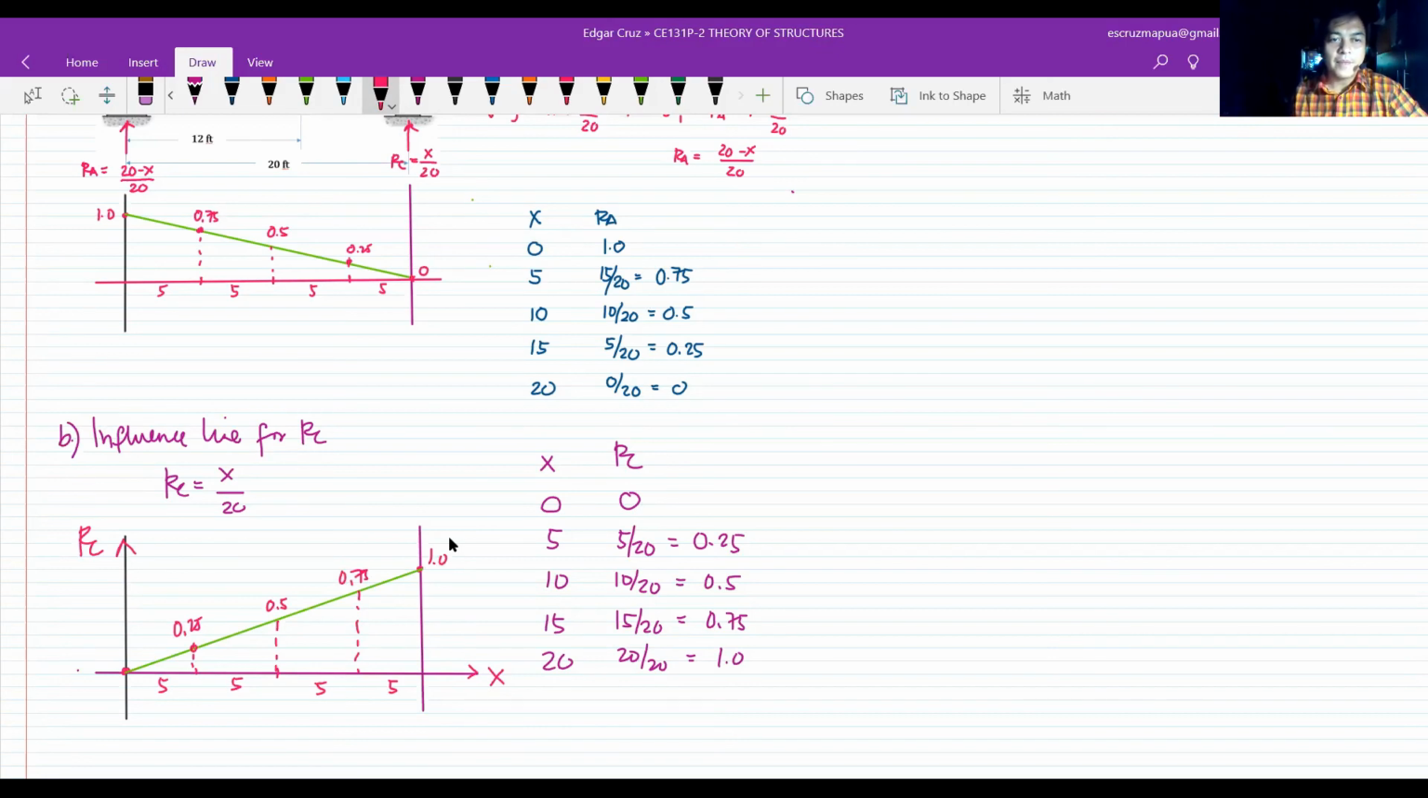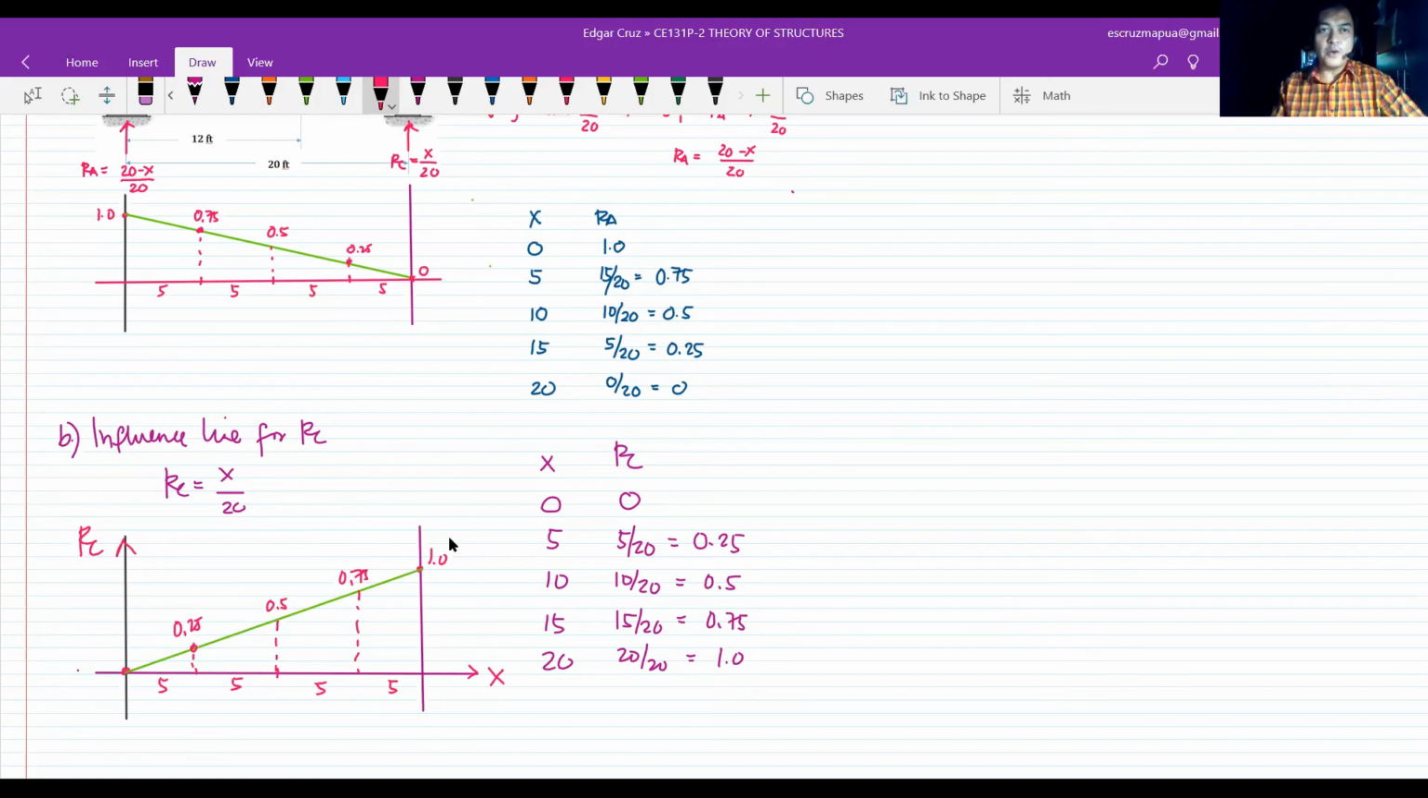para sa RC. So as you can see, when it comes to reaction sa C, lumalaki ang reaction sa C habang gumagalaw yung unit load from left to right. Palaki yung reaction. Samantalang doon sa RA, if the unit load moves from left to right, bumababa naman yung reaction sa A. Okay, so yun yung ibig sabihin ng influence line for support reactions A and C.